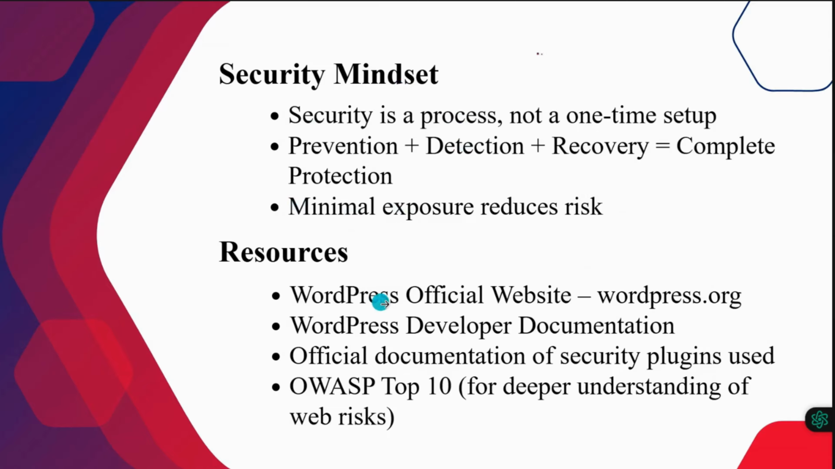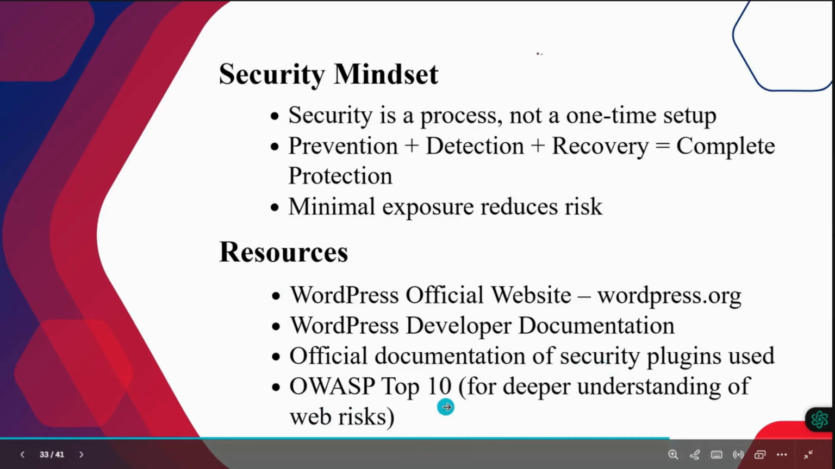Resources. The WordPress official website is wordpress.org. Go to wordpress.org to download and install the application, and the WordPress developer documentation covers WordPress installation and setups. Official documents often mention security plugins used. Also, the OWASP Top 10 is for deeper understanding of web risks.